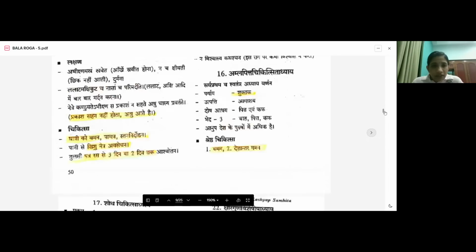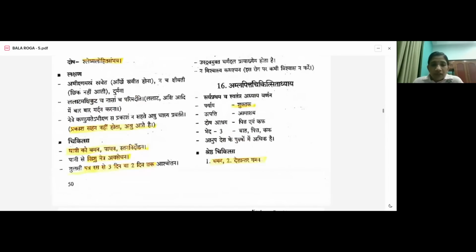And the treatment for the Kukunaka, mainly the Vamana for Dhatri, and Pachana and Stanya Shodhana. And also Pani se Shishu Netra Avasechana of the eyes, the cleaning of eyes with water. And Tulasi Patra Rasa 3 दिन या 2 दिन तक आश्चोतन. So, Ashchotana is mentioned with the Tulasi Patra Swarasa. Okay.